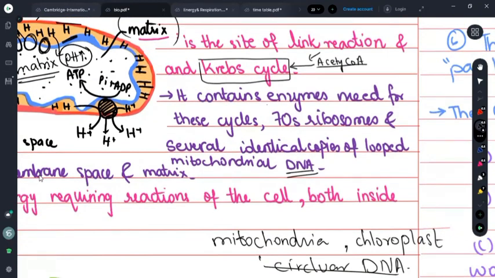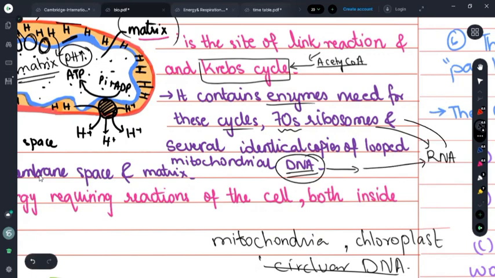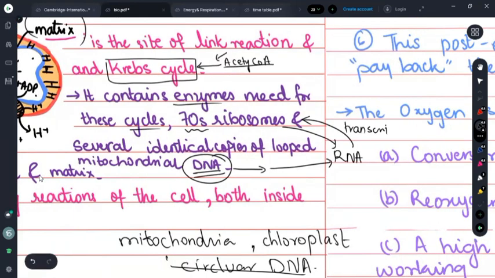So we have enzymes for these cycles, that is the Krebs cycle and the link reaction. And then we have 70S ribosomes that are required for protein synthesis and translation of RNA, and several identical copies of mitochondrial DNA, which is circular. This DNA forms RNA molecules. This RNA needs to be translated, and for that the mitochondria need 70S ribosomes. These ribosomes translate this RNA molecule, and it forms proteins which are required for the mitochondria to work.